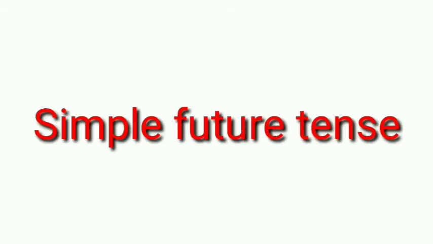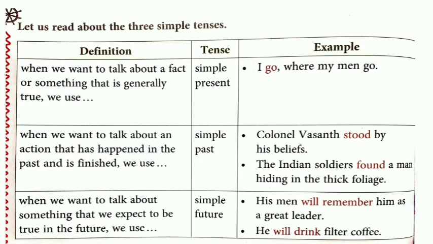Right now students, we will see simple future tense. Here students, first we will see the definition of simple future tense. When we want to talk about something that we expect to be true in the future, it means students, the thing is going to happen in the future. That thing is denoted in the simple future tense. It means what? That the thing will happen afterwards.